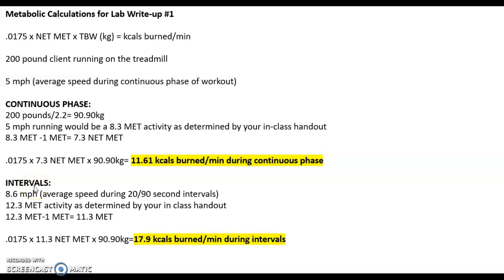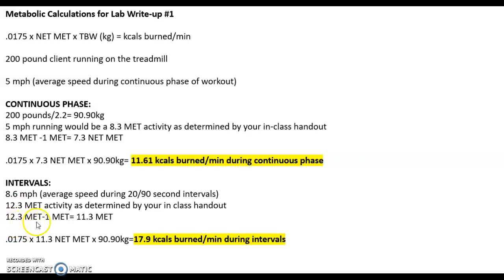The next question that I asked you was how many calories they were burning during the intervals. So as you know, during the intervals, all of your clients were working at a higher workload in order to get their heart rate up higher and maintain their heart rate at a higher rate for those 20 to 90 second intervals. Let's say this client in this example was running at 8.6 miles per hour. That was their average speed during the 20 and 90 second intervals. That is a 12.3 MET activity, again, determined by your in-class handout.